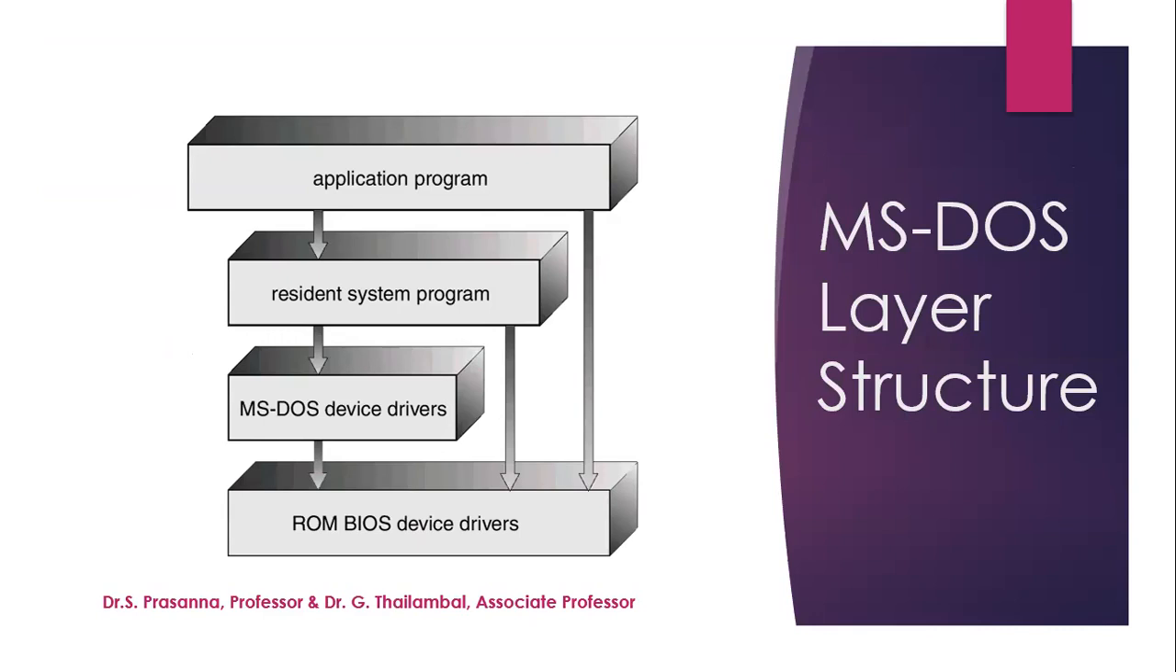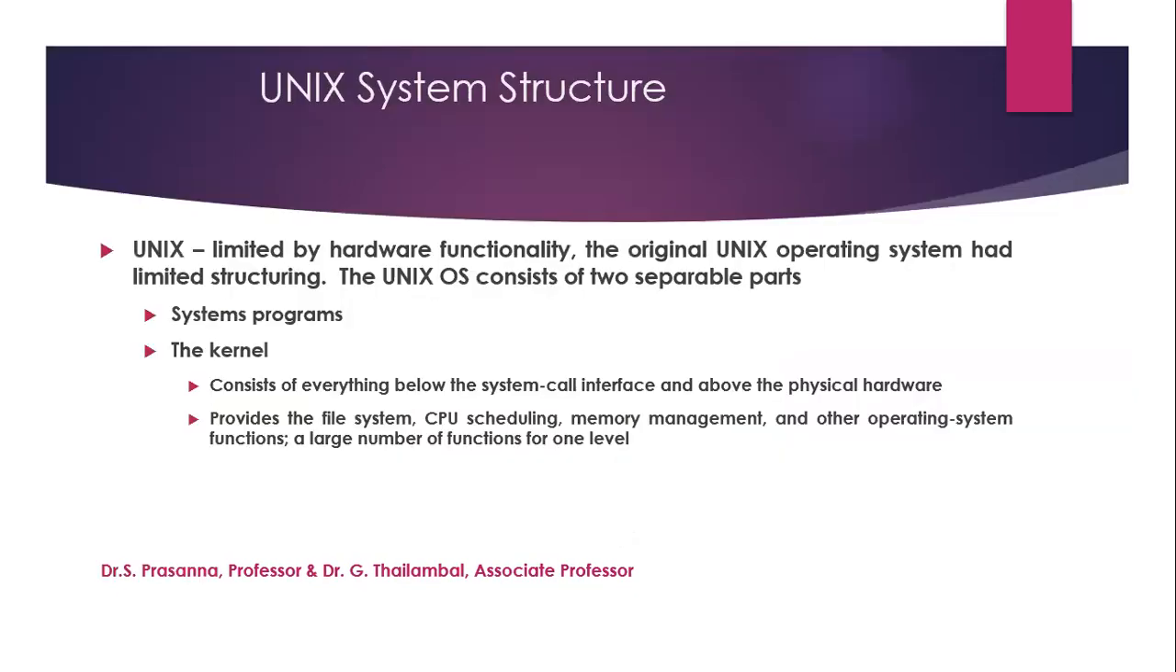First, the application program will be written by the user, and it is converted into a resident system program, or you may directly access the application program by the device drivers. The MS-DOS device drivers will access those application programs which are converted into system programs, and it will be sent to the ROM BIOS device drivers to get executed. So this is how the MS-DOS layer structure works.